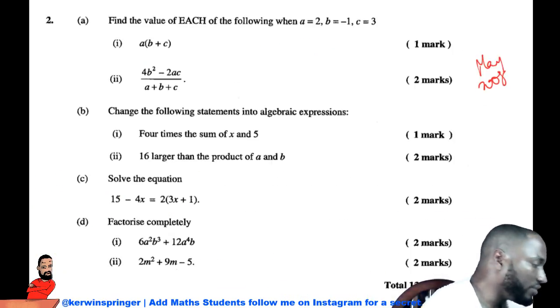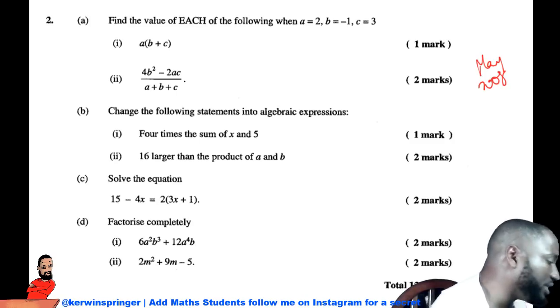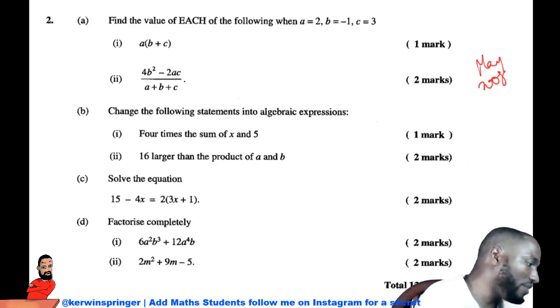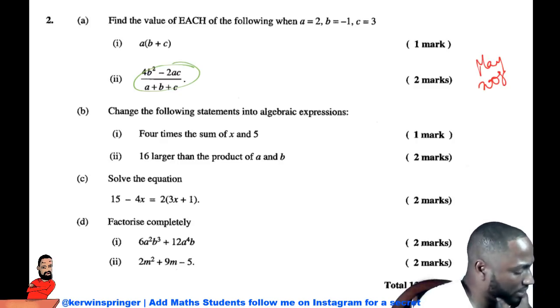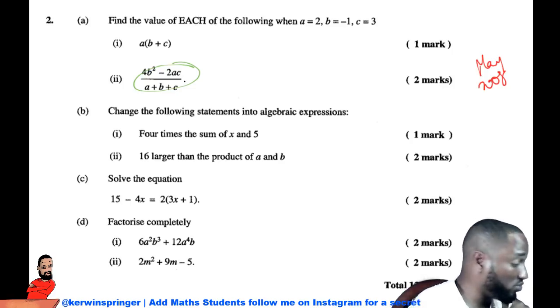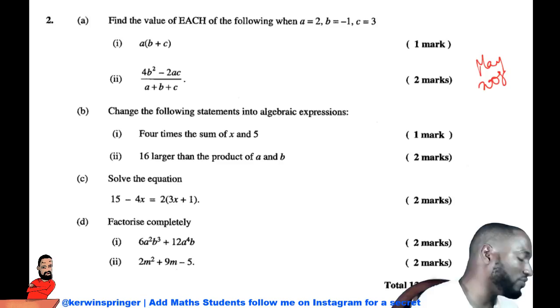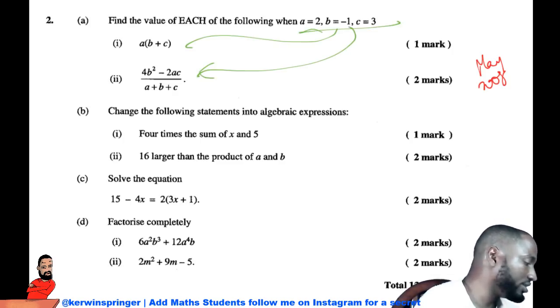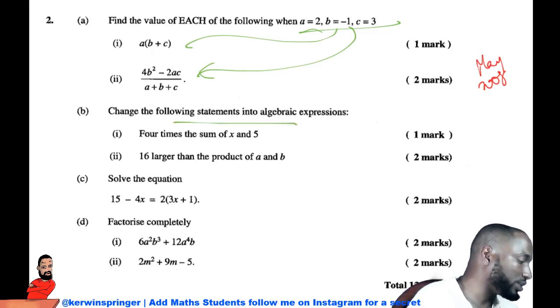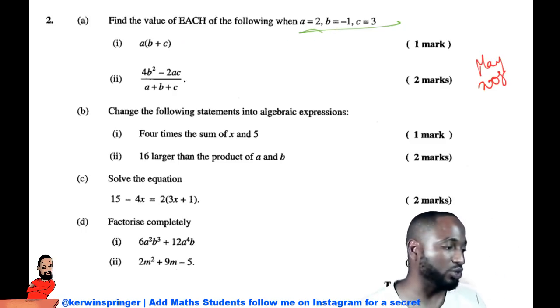Next question. Find the value of each of the following when A is 2, B is... So some substitution. Here we have a nasty looking question. What's going to happen with this question? I have no idea. So we'll call this question and see if anything fishy happened. Oh no, that's substitution here and substitution there. So that's simple. My bad. I thought it was a factorizer. And then change the following statement into an algebraic expression, solve this equation, and then factorize completely. I am going to rush these questions and run through them quickly.